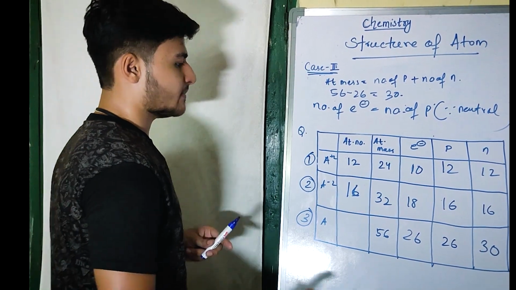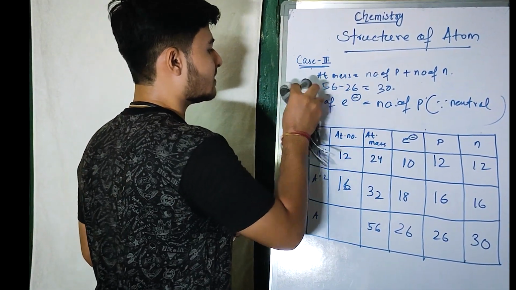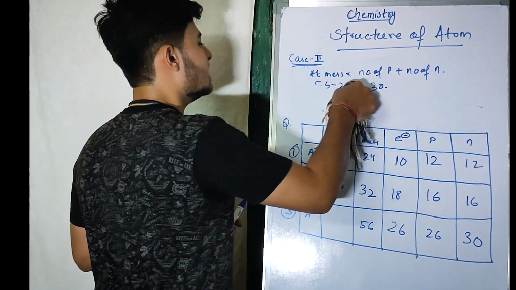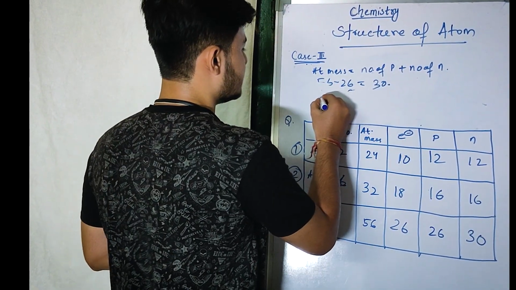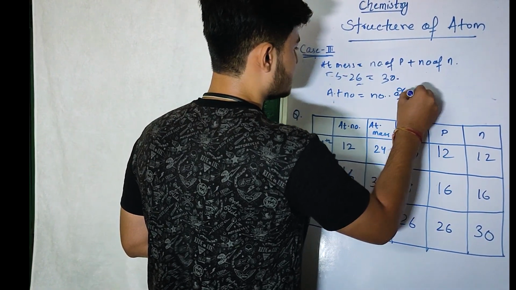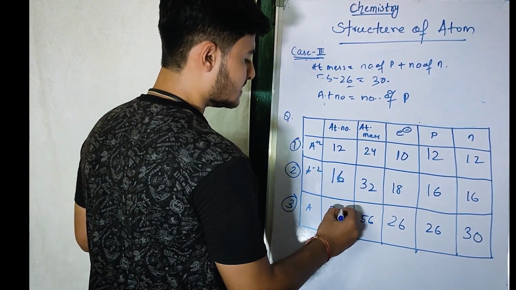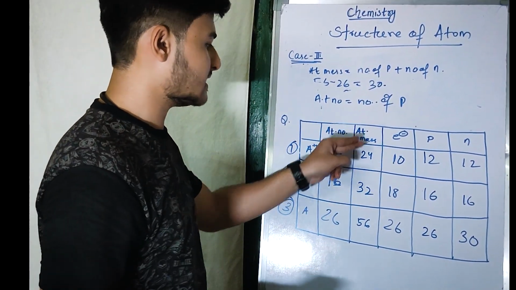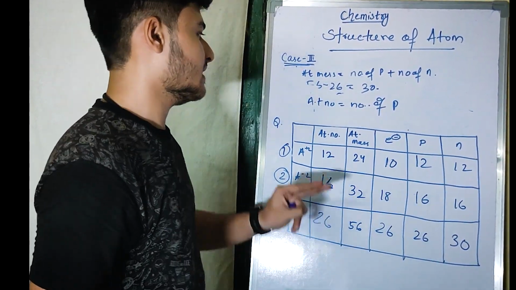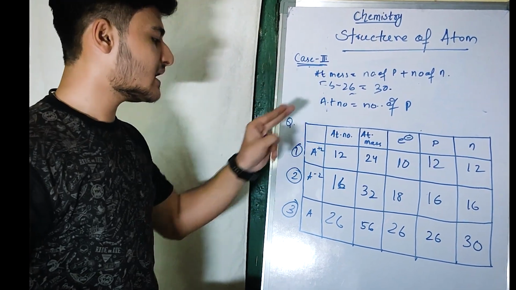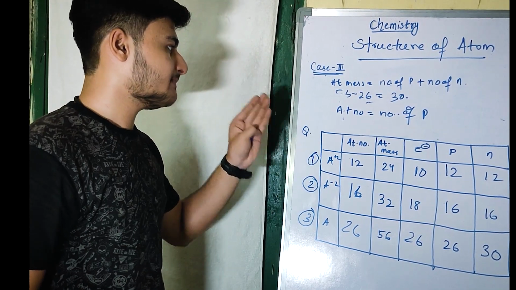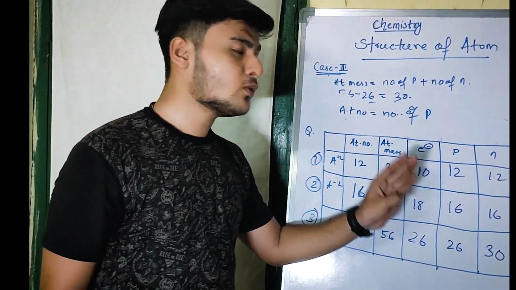Now the rest we have is the atomic number. We know the atomic number is equal to the number of protons. The number of protons is 26, so we can conclude that the atomic number is 26. So we have atomic number 26, atomic mass 56, electrons 26, protons 26, and neutrons 30. It is a neutral atom, so in this case we only consider the single formula applicable for a neutral atom: the number of electrons is equal to the number of protons.